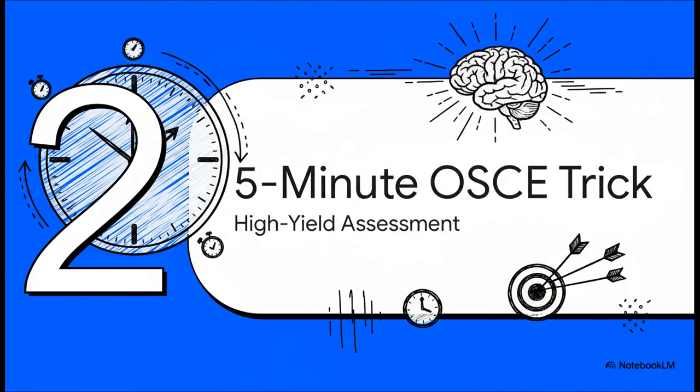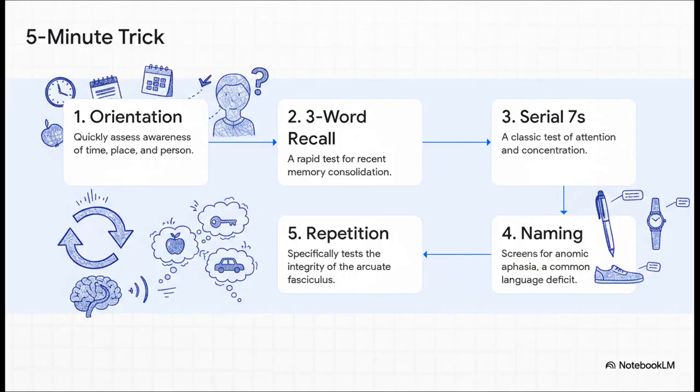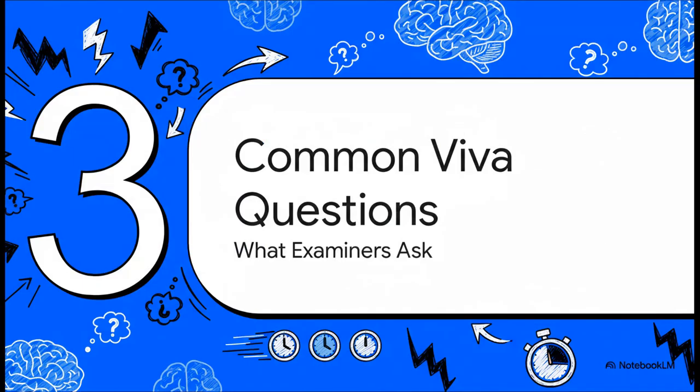But what happens when that examiner turns to you and says, "You have 5 minutes"? Yeah, that's when you need a shortcut. Now, this isn't about skipping important steps. It's about being incredibly efficient and hitting the highest yield areas when you're really up against the clock. So here's the trick. You're going to target these 5 key domains. You start with orientation, super quick. Then a 3-word recall for memory. You hit them with serial 7s for attention, naming a couple of common objects for language, and you finish with repetition, which tests the arcuate fasciculus. You see? This sequence just brilliantly shows your ability to rapidly screen the most critical cortical functions. It's a lifesaver.